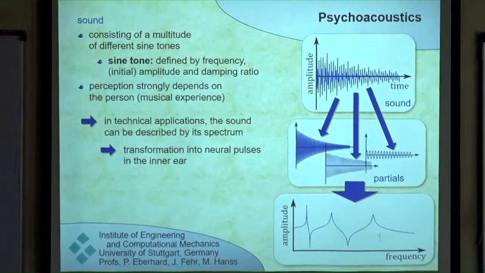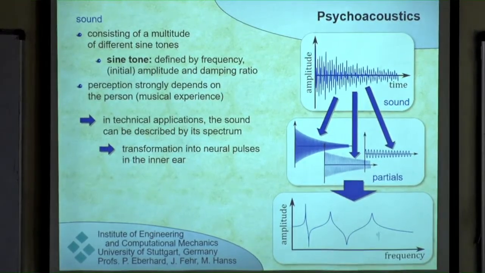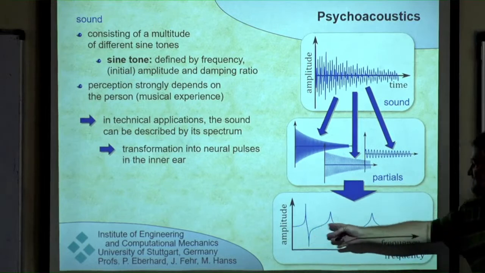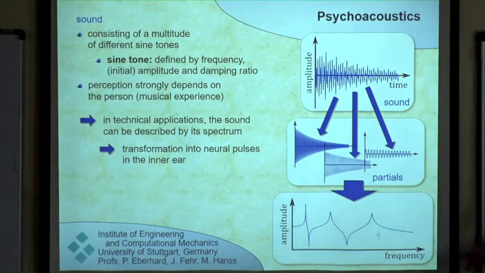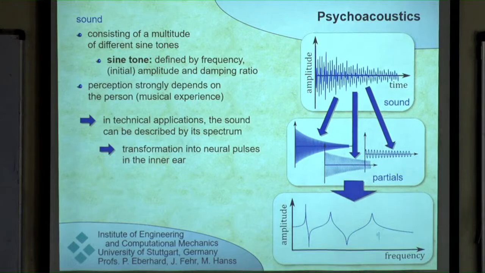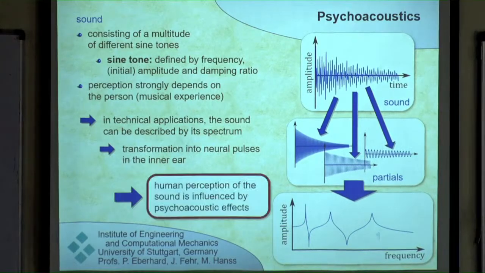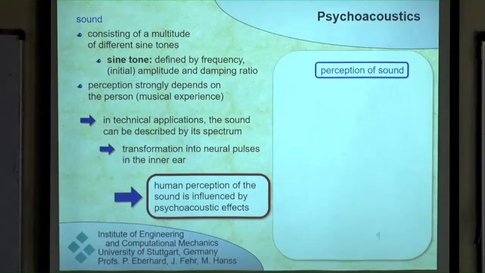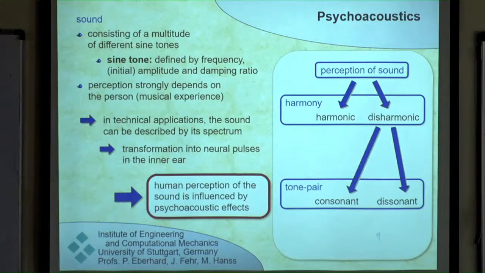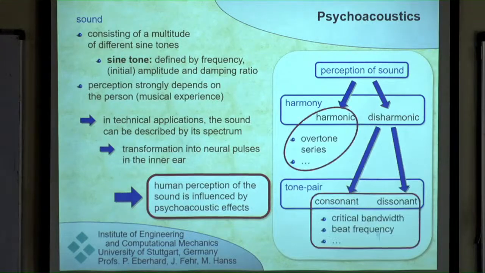Usually the sound is described by its spectrum. Here we have frequency, and in the horizontal axis we have amplitude, and then different frequencies are represented differently strong. For example, this frequency is very strong, this is strong. And so the mixture of frequencies makes a sound. As I mentioned, the human perception is different. And there are different things. Sometimes a sound is harmonic or it's disharmonic. It can be consonant, dissonant. I will explain this in a moment. There are critical bands, beat frequencies, overtone series, all these kinds of things. And you see, it's already getting a little bit complicated.